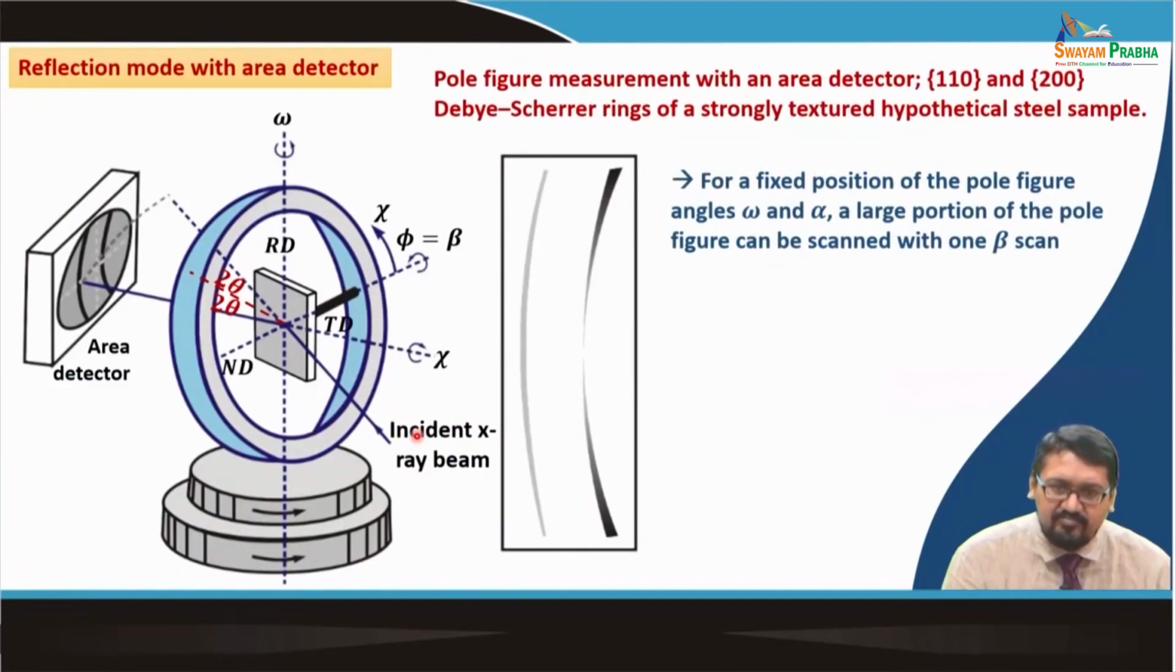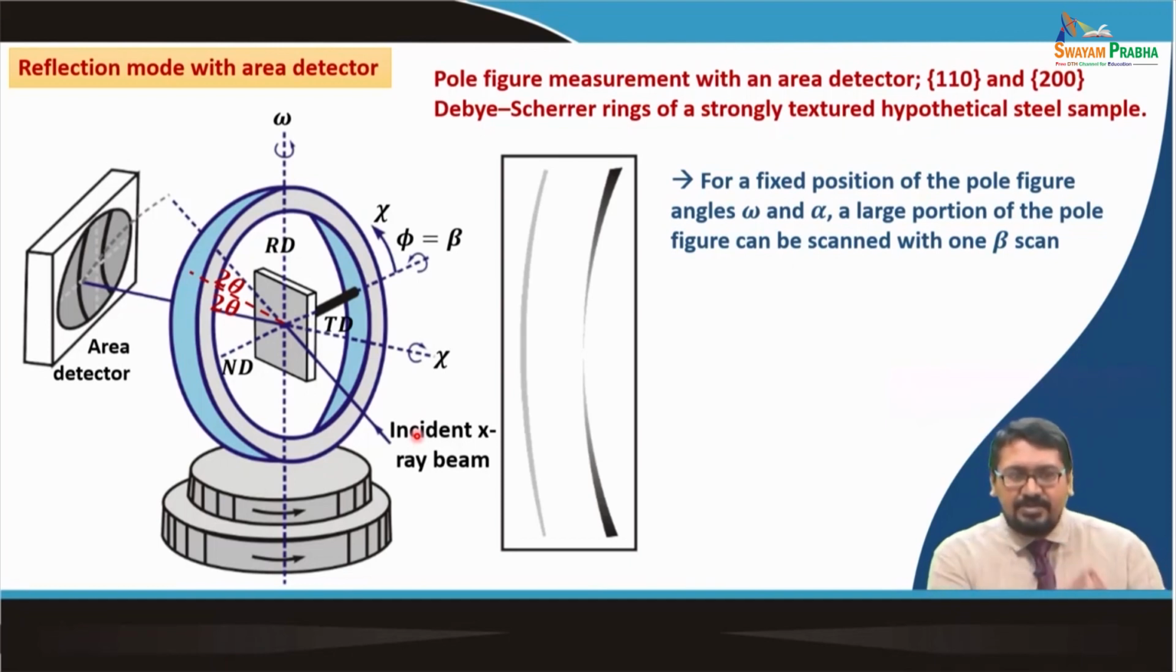On the other hand, in the reflection mode, area detectors are coming up to measure 2 or 3 different HKL planes simultaneously, with more and more advancement in science and technology.